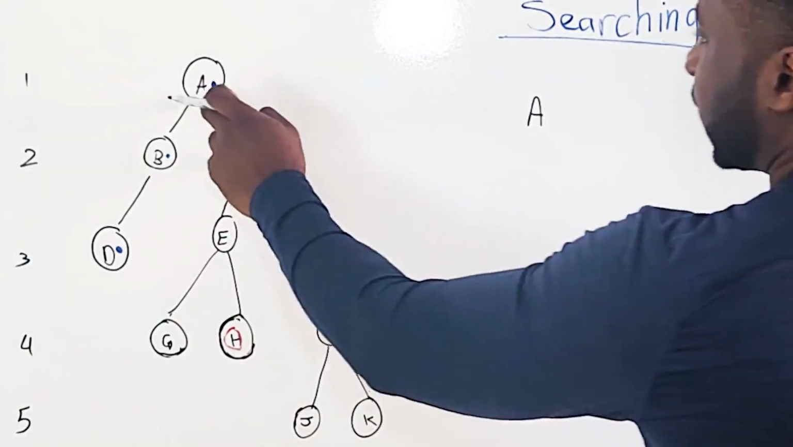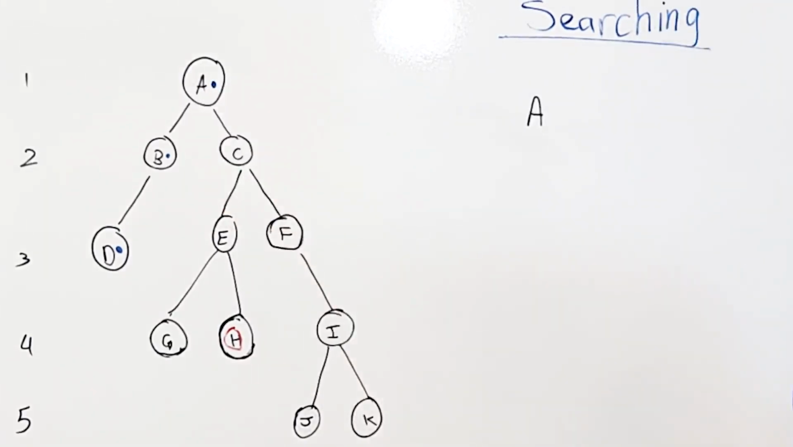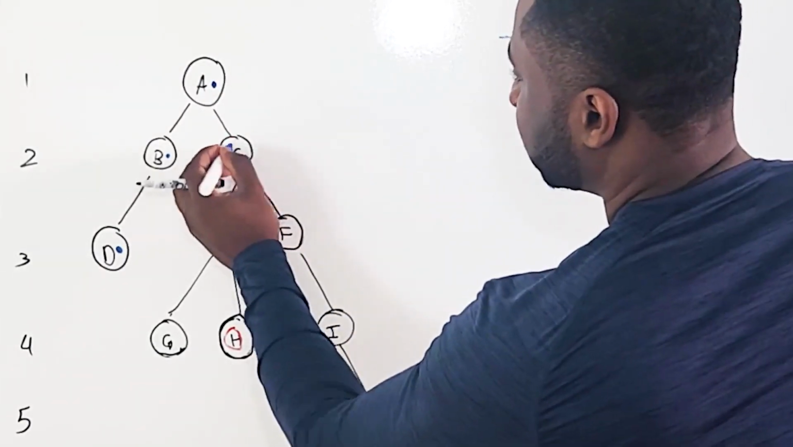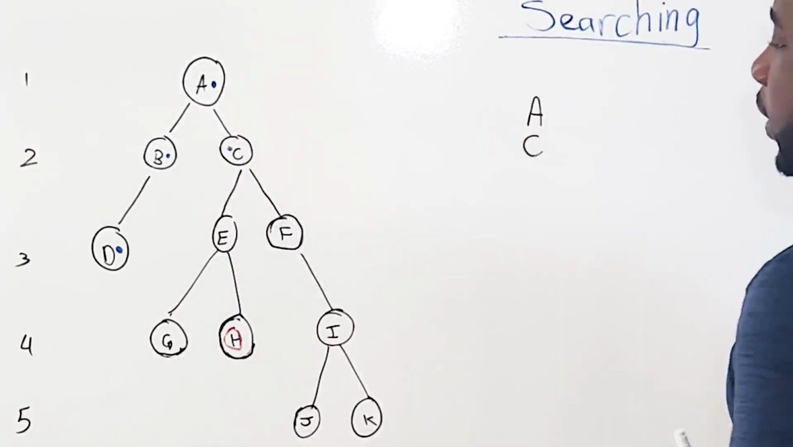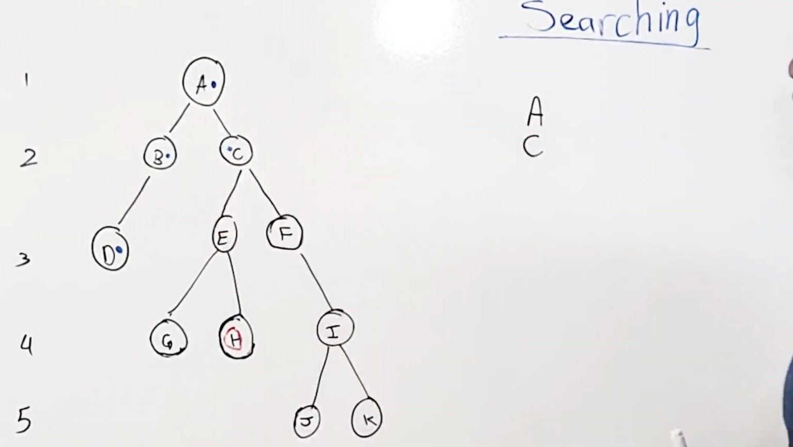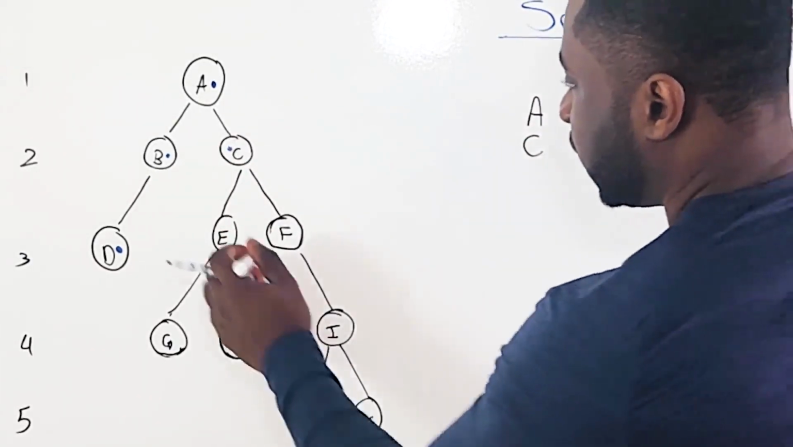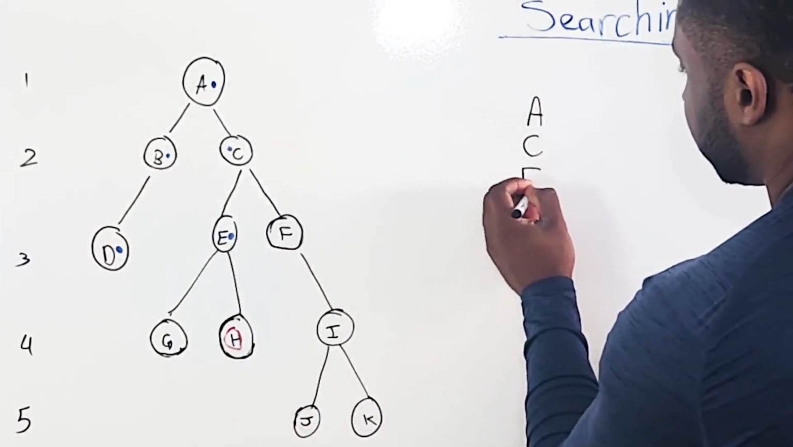And now we're back to A. And we're going to check if A has any more connections. As we can see here, A has a connection to C. So we're going to visit C, and then we'll put C on our stack. And then we're going to check all the connections to C. First one is E. So we're going to visit E, and then we'll put E on our stack over here.